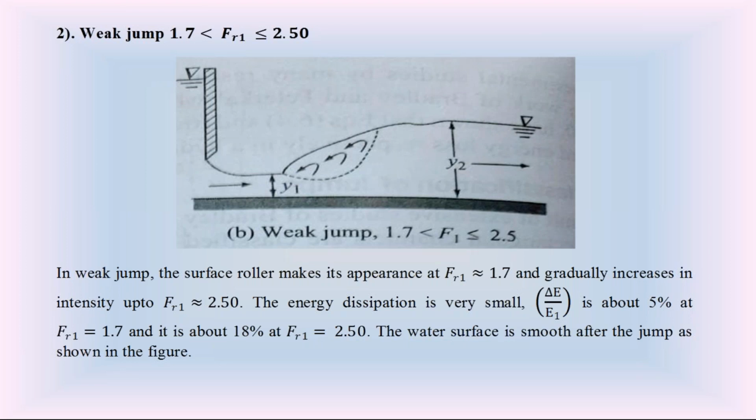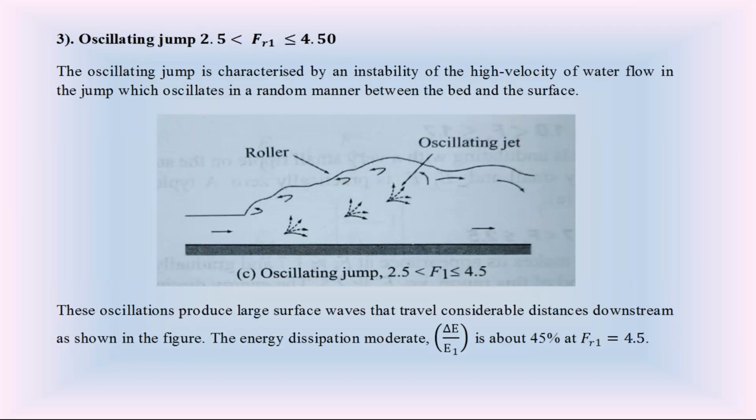And the third one is the oscillating hydraulic jump. This is formed in some medium channels, not the smaller open channels. In oscillating hydraulic jump, the Froude number FR1 is between 2.5 and 4.5: FR1 greater than 2.5 and FR1 less than or equal to 4.5. We call that hydraulic jump in the open channel an oscillating hydraulic jump.